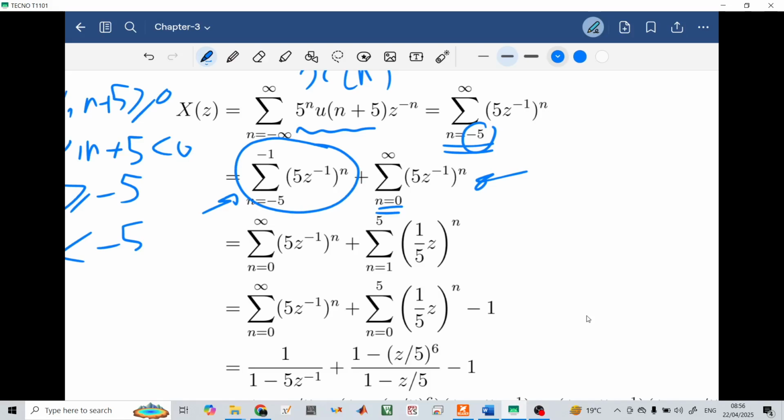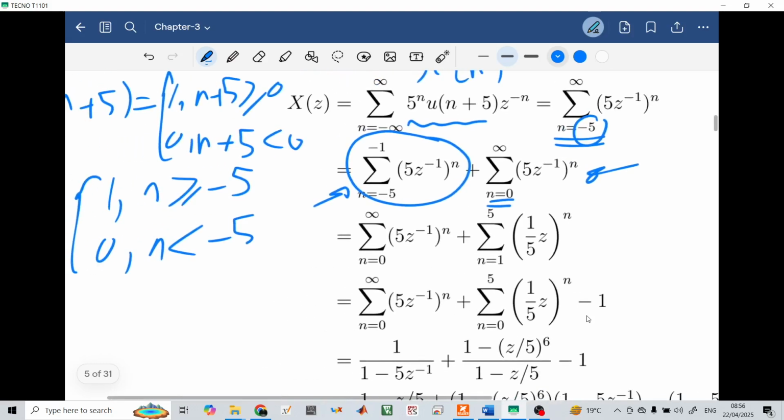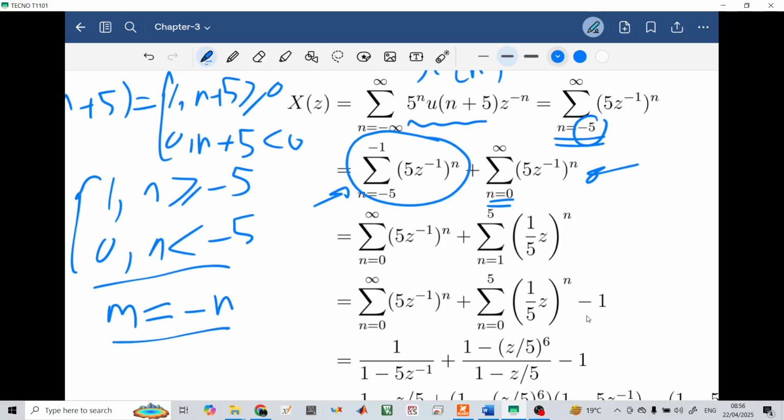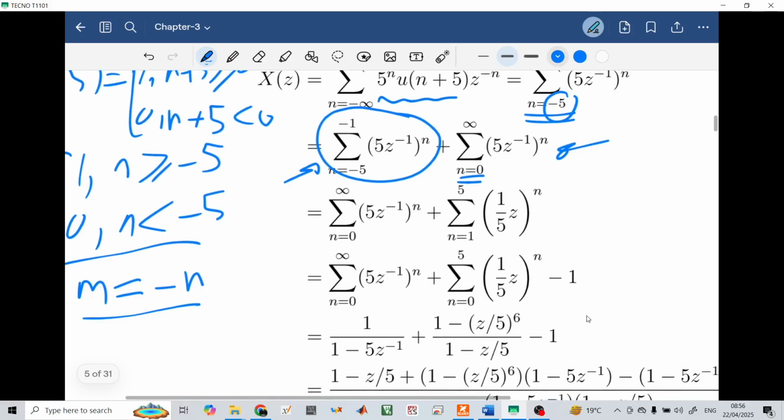So here we need just to do some substitution of variables, right? We should start from minus 5 till minus 1, right? Then we can just use a substitution of m equals minus n like we did before, right? So when we do that, we arrive here.